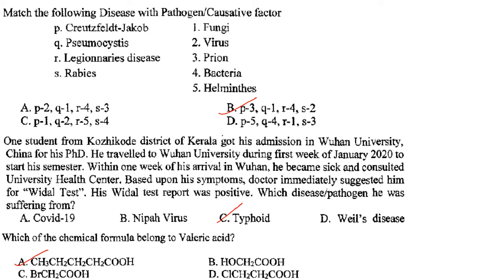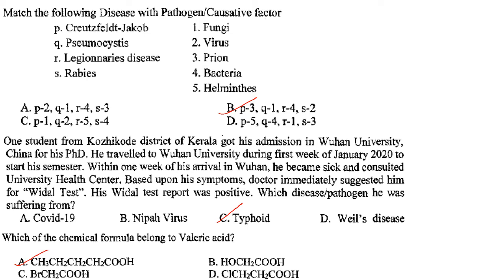Then next one, match the following diseases with pathogen causative factor. Creutzfeldt-Jakob, it is caused by prion, so P3. And pseudocytosis, it is caused by fungi. Legionnaires disease is caused by bacteria and rabies is caused by virus. So answer is option B.